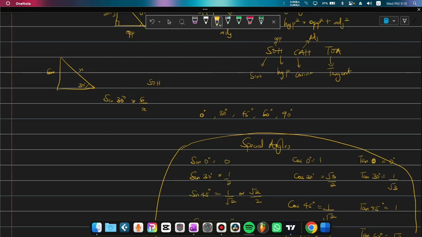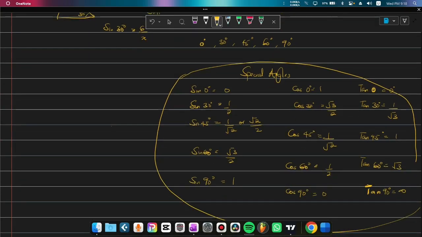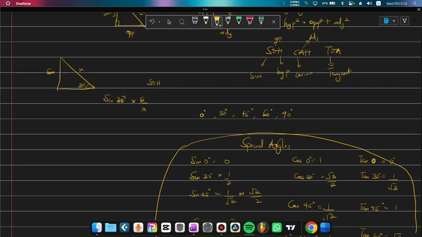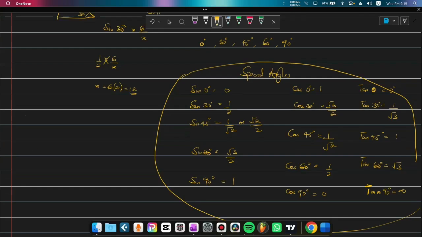Alright, so let's go on. We know that sine 30 is equal to 1 over 2. If you just come to your special angles, I can say this is similar to saying 1 over 2 is equal to 6 over x. You cross multiply, and you have x is equal to 6 times 2, which gives us 12. Easy, easy.